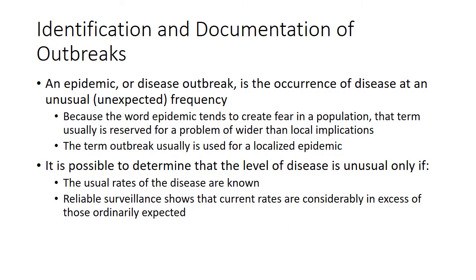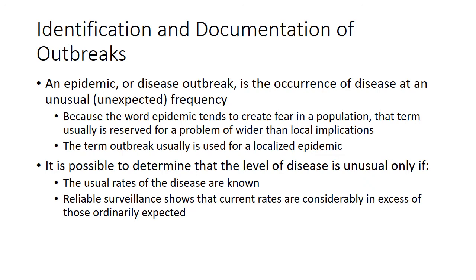So we've talked about the words epidemic and disease outbreak. In the strictest definition, that's an occurrence of disease at an unexpected or unusual frequency based on baseline data. Typically, the word epidemic tends to create a bit of fear in a population, so if we're talking about a localized epidemic in one geographic location, we tend to use the word outbreak. Probably since the movie Outbreak came out, that also carries a lot of negative connotations, but it's easier for a lot of people to swallow than epidemic. They think all of a sudden we're running rampant with zombies or something like that.